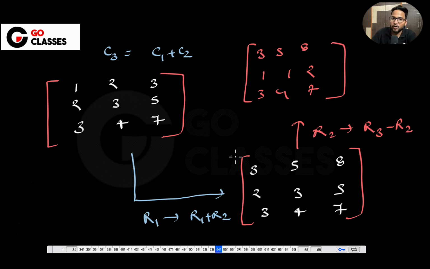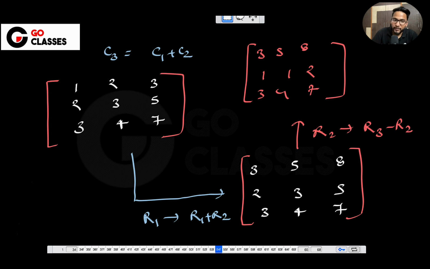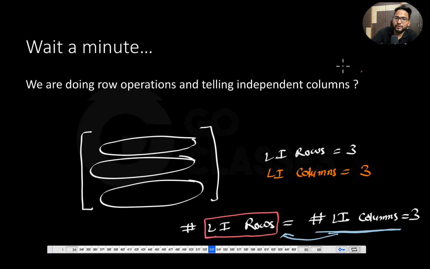So I hope you understood. We can also prove it using A, B, C, D, some arbitrary values, but it won't be much useful for GATE. So what I'm saying here is that if you do elementary row operations, then you preserve the relationship between columns. There is no change in the relationship between columns. So whatever it is here, it will follow the same, right? And that's where this answer will come in, how we are making sure using the row operation that we are actually identifying the independent columns also.